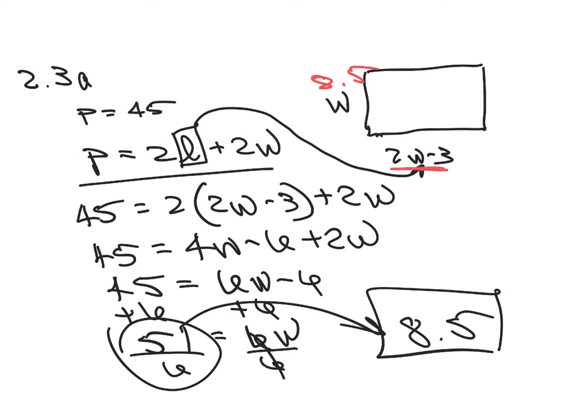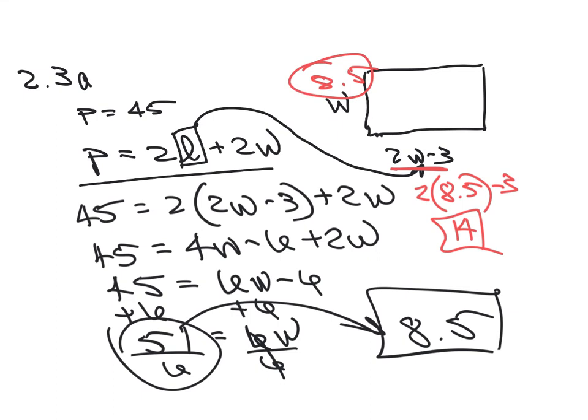Now you have to find the length here. So we take 2 times whatever the width is, in this case 8.5, and then we subtract 3 from it, and that gives us 14. So our length is 14, and our width is 8.5.